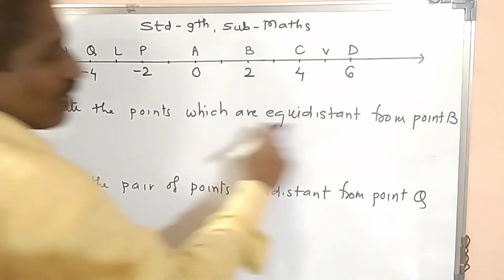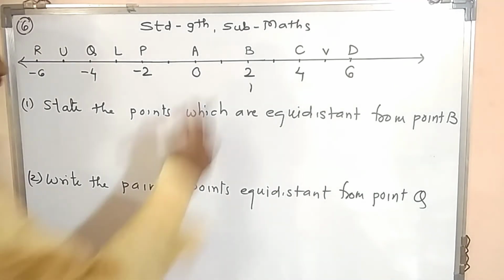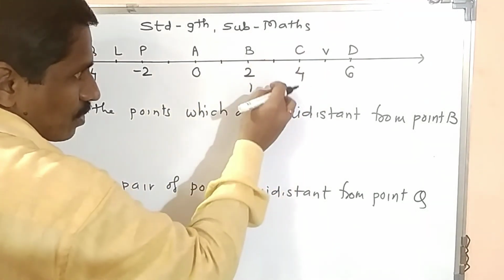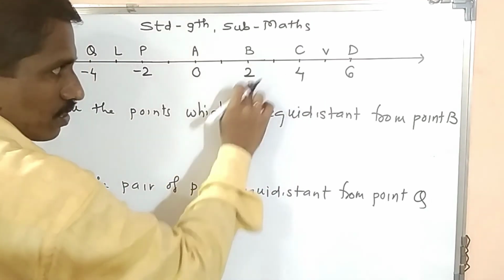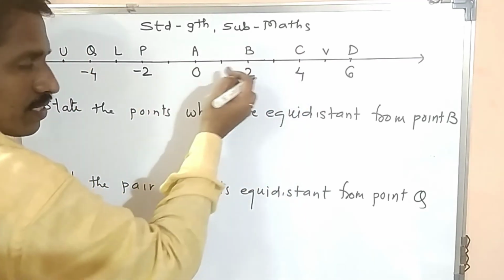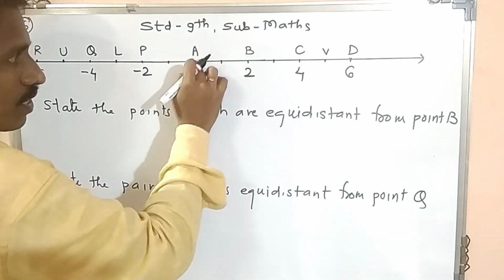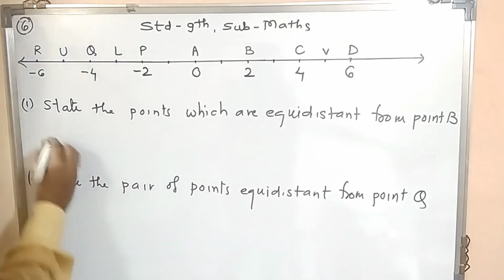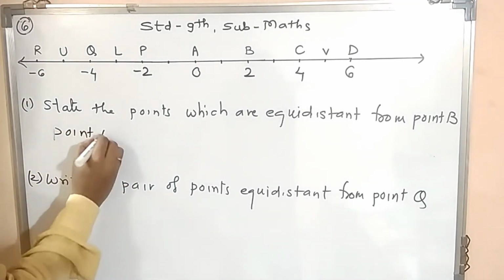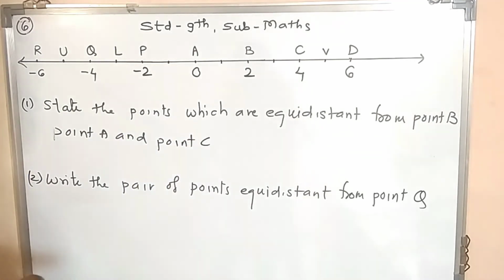State the points which are equidistant from point B. See, where is point B? Point B is over here. What do you mean by equidistant? Equidistant means at equal distance. From here, point C is at a distance of 2 units. Again, see the distance between point A and point B: this is 1, this one is again 1, 1 plus 1 is 2. So point A and point C are equidistant from point B.